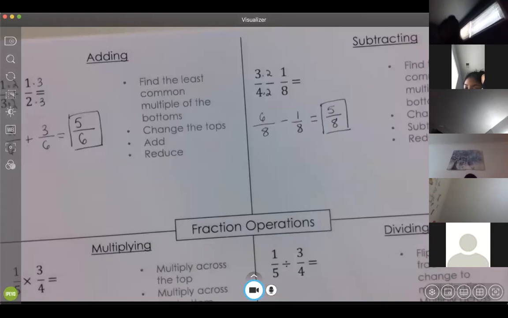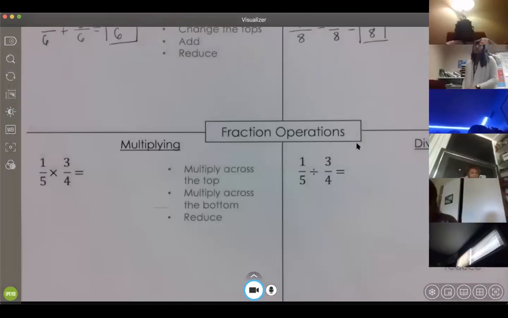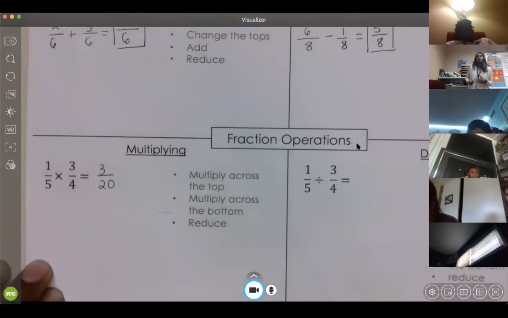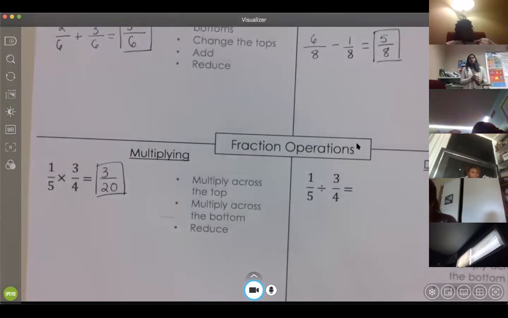So the good news is that those are the hardest ones. After that, multiplying and dividing, easy peasy lemon squeezy. Multiplying is my favorite because all you have to do is multiply across the top, multiply across the bottom, and reduce if you can. So for this problem, it'd be 1 times 3, which is 3, 5 times 4, which is 20, and then just ask yourself, is there a number that goes into 3 and into 20? Unfortunately, there is not. That's your final answer, 3 over 20. Questions on that one?